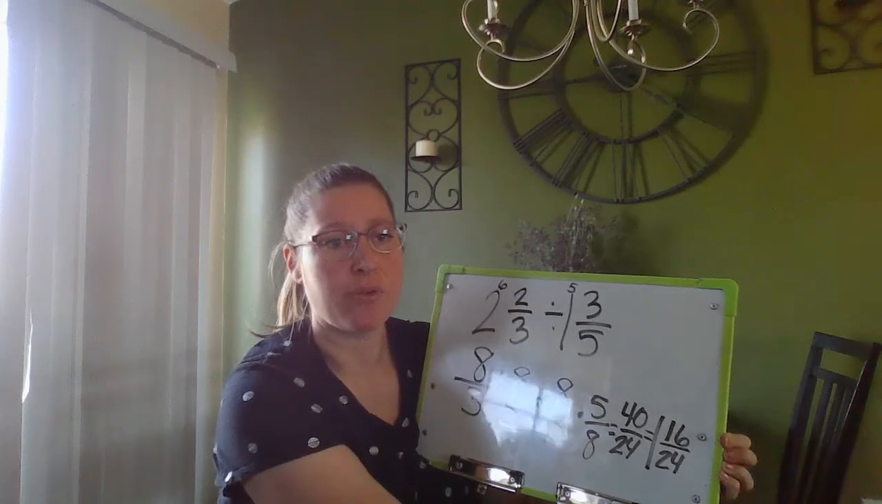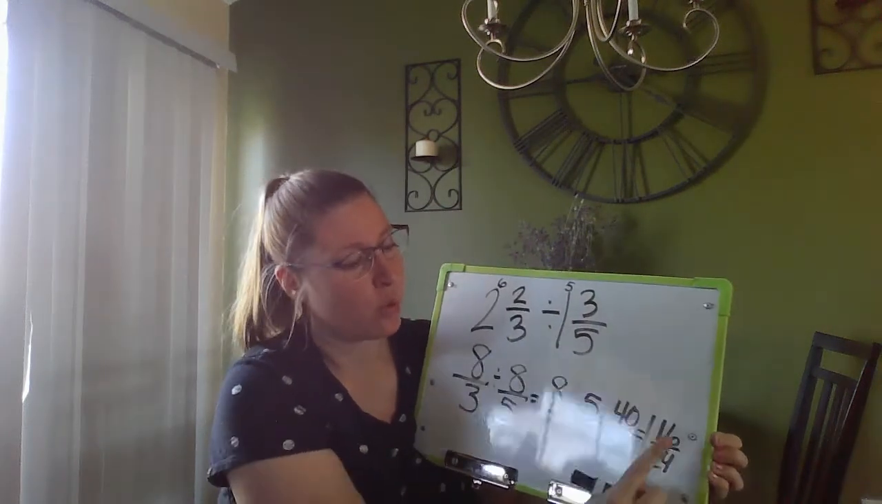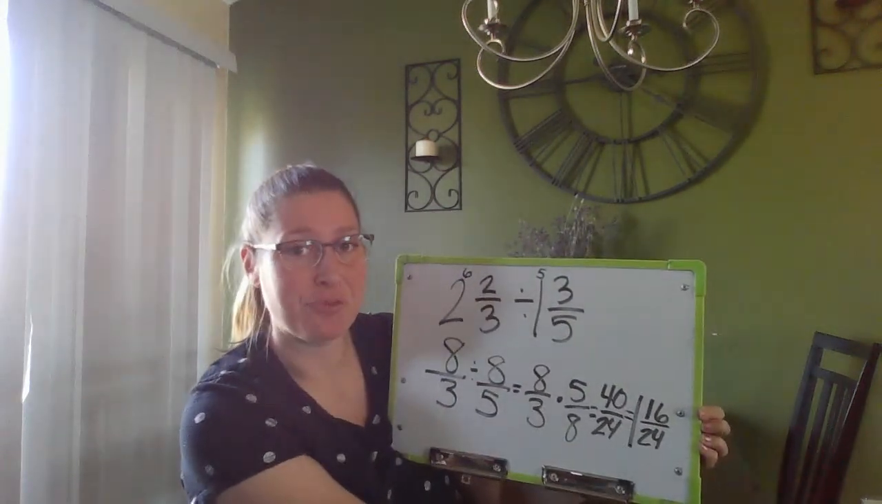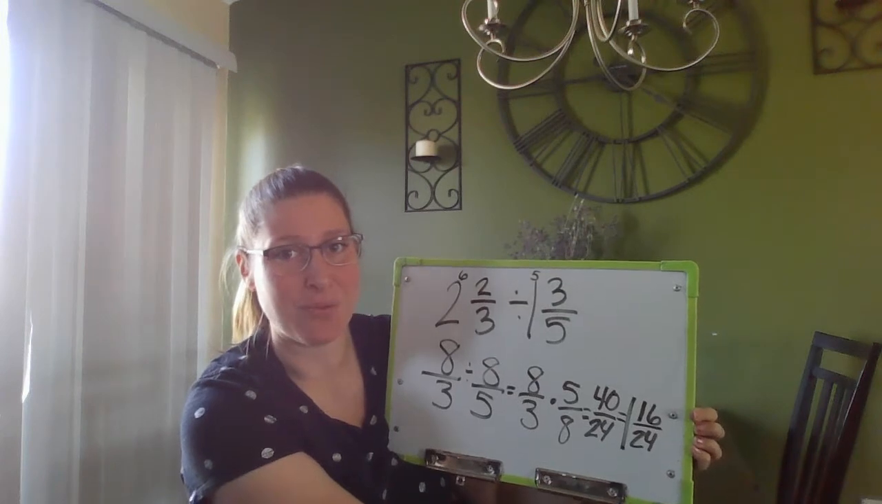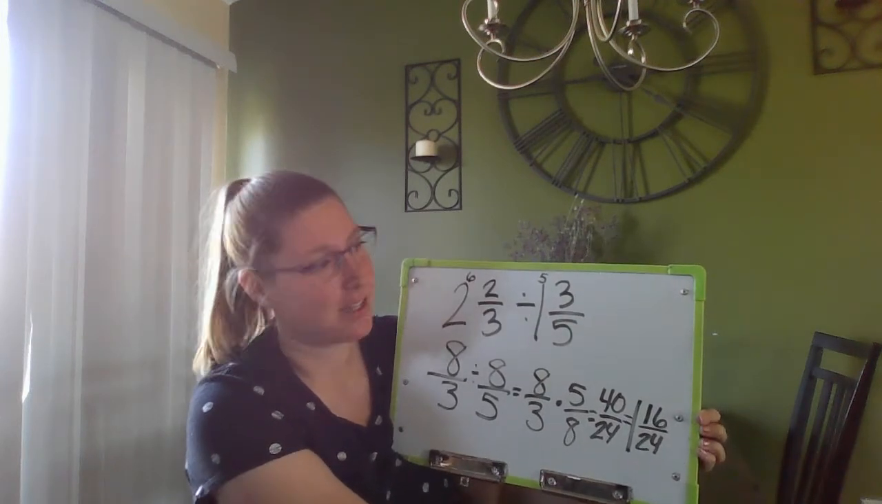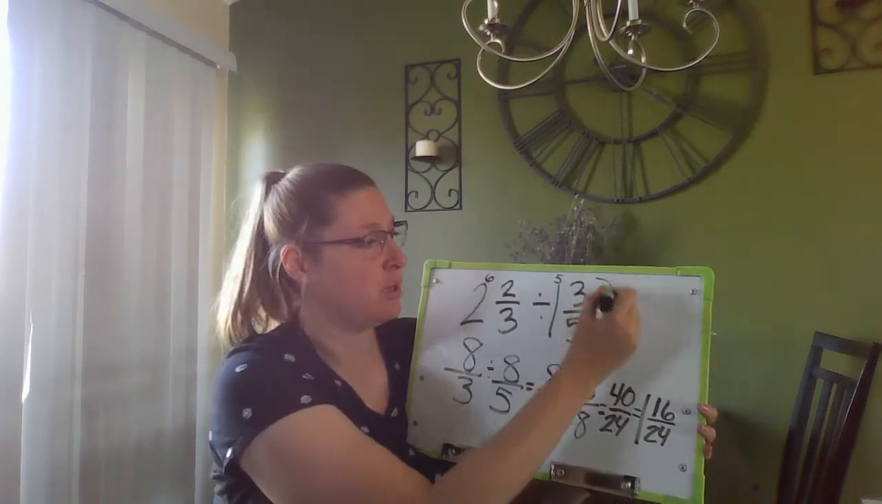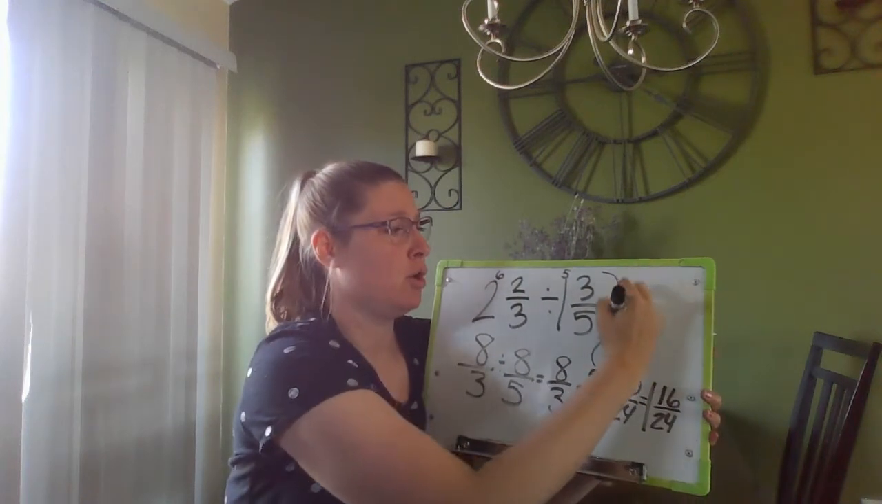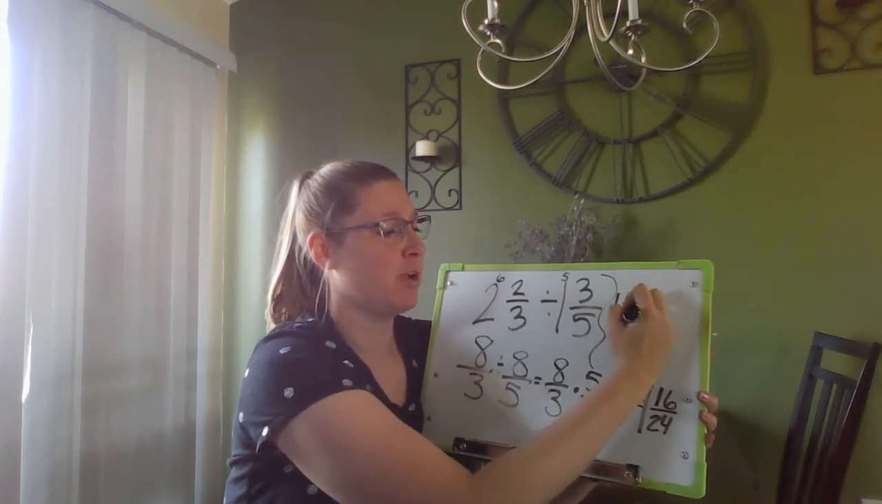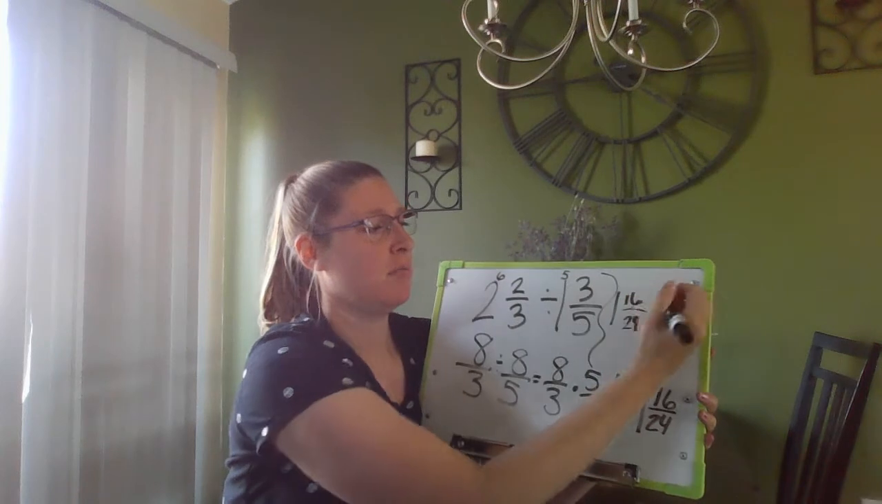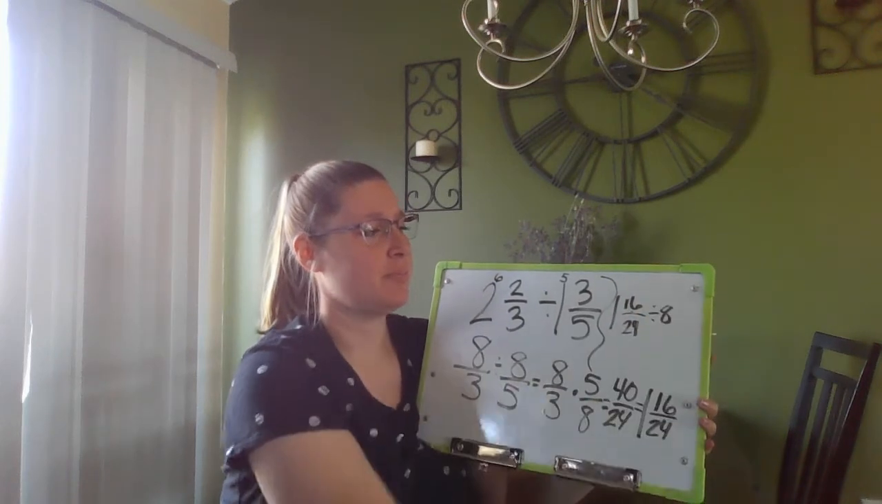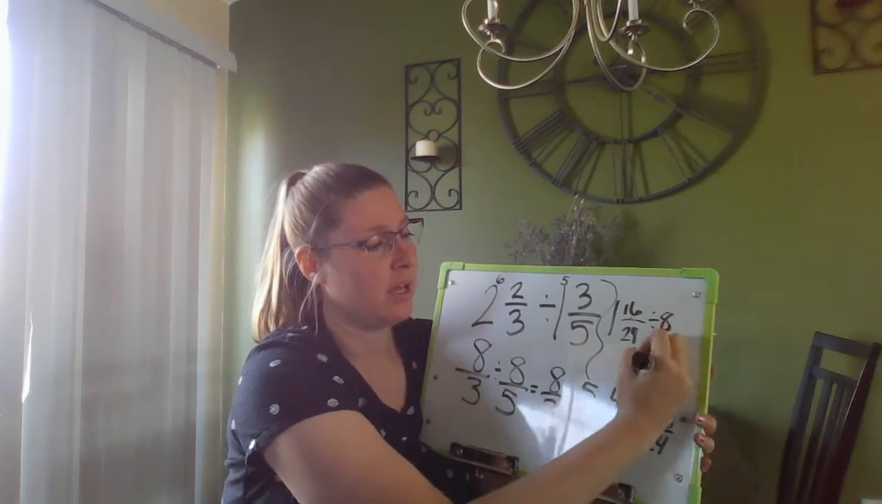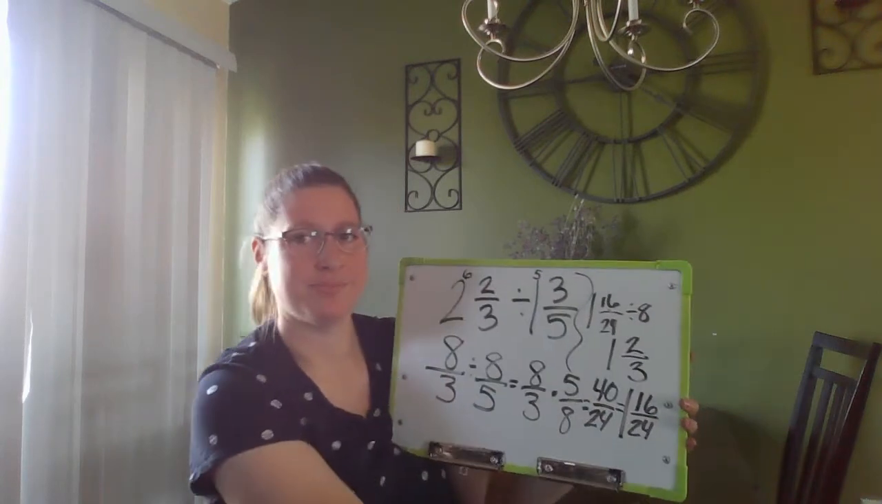Then I need to simplify it. So I need to say, what is my greatest common factor between 16 and 24? And it's 8. So I am going to divide both my numerator and my denominator by 8. So I get 1 2/3.